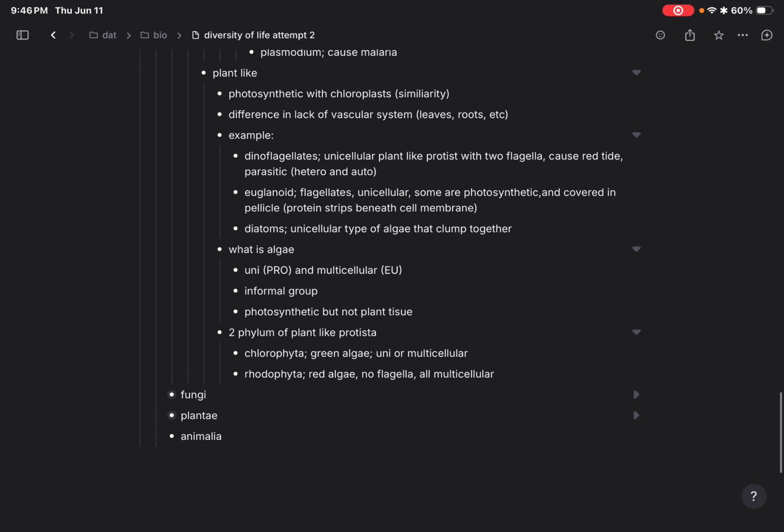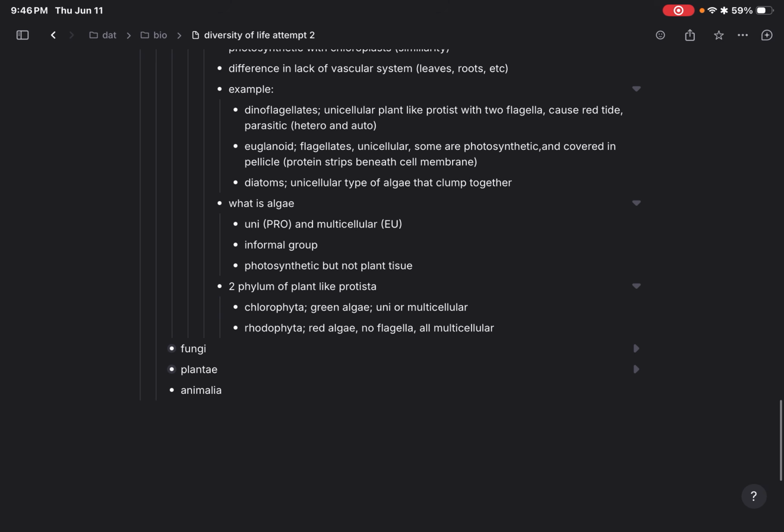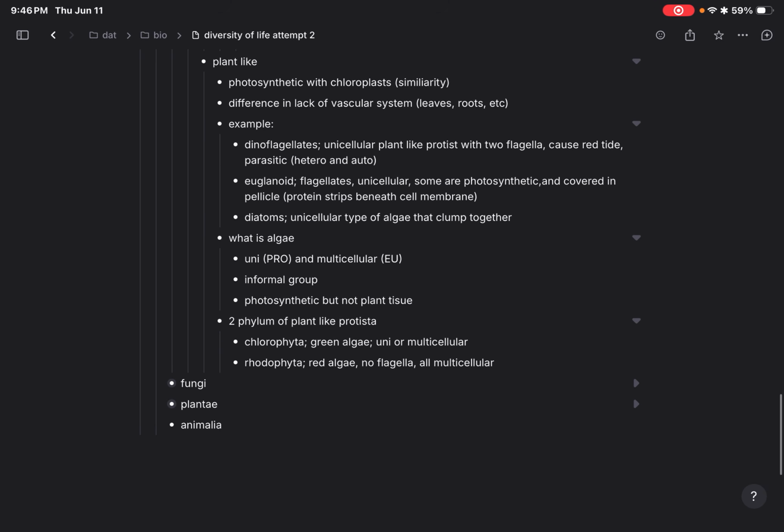So some examples of this are dinoflagellates. This is a unicellular plant-like protist and it has two flagella. That's why it's called dinoflagellate. This causes red tide and is parasitic. There's the euglenoid, which are flagellates, unicellular. Some are photosynthetic, but the main thing about euglenoids is that they have a pellicle, which are protein strips beneath the cell membrane. There's also diatoms. Diatoms are a unicellular type of algae that clump together.